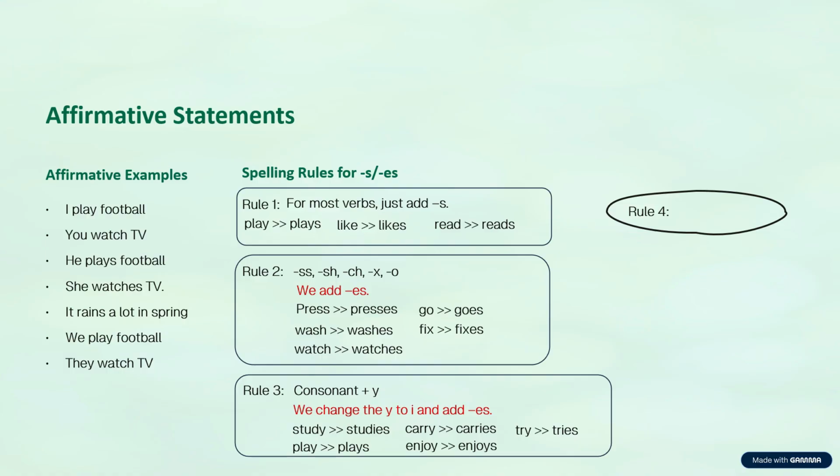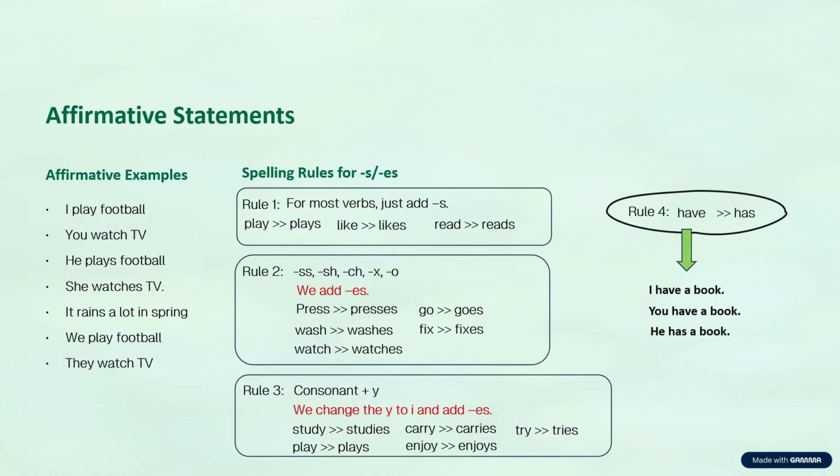Rule 4. The verb have. The verb have is irregular in the simple present. For the pronouns he, she, and it, we don't add s. Instead, have changes to has. For example, I have a book. You have a book. But he has a book. For all other subjects, I, you, we, they, the verb stays have.